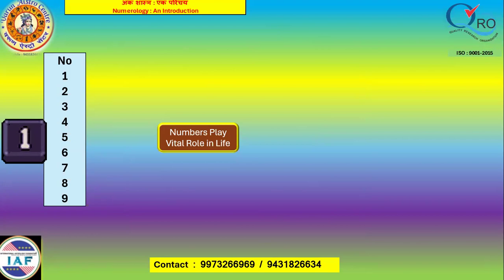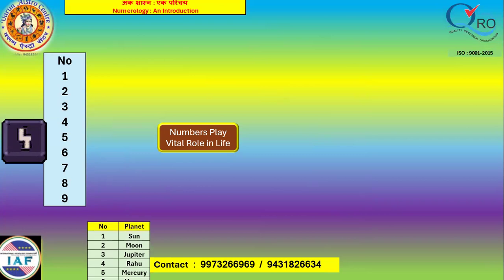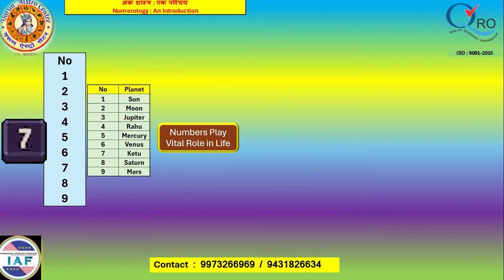So these numbers are ruled by some planets. And these planets are: one is ruled by Sun, two by Moon, three by Jupiter, four by Rahu, five by Mercury, six by Venus, seven by Ketu, eight by Saturn, and nine by Mars.